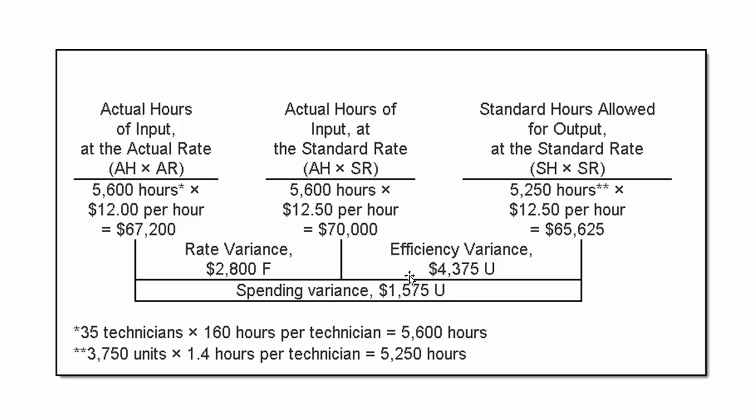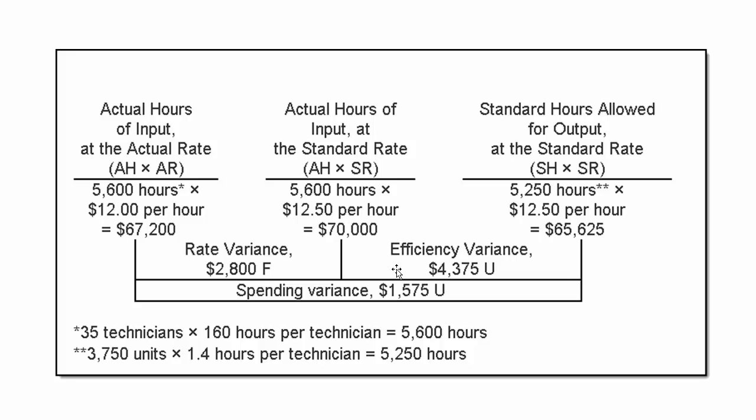Now, over on the far side, we then have to compare the 70,000, that middle ground, which is actual hours of input at the standard rate, versus the standard hours allowed at the standard rate. And that difference is 4,375. Now, since the column on the left is greater than the column on the right, and the column on the left uses actual hours, we know this is unfavorable.